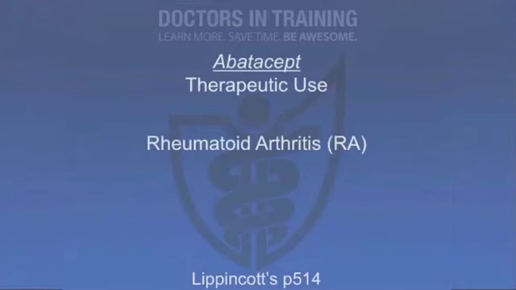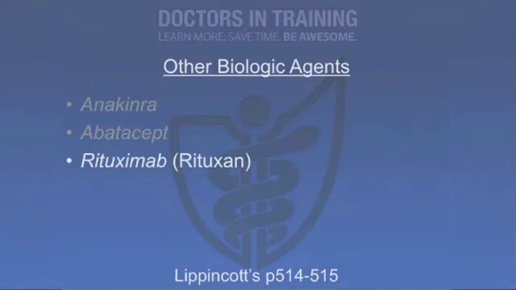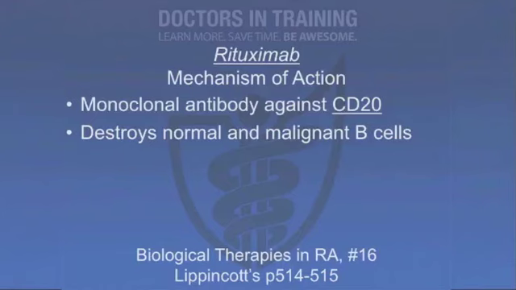We use this one only in rheumatoid arthritis. Some of the adverse effects, immunosuppression, and it can also be oncogenic. Abatacept is one of the drugs that you only want to use if a patient has had inadequate response to one or more DMARDs. Rituximab is also a biologic. Its half-life is 30 to 400 hours, so very, very variable. And this one is a pregnancy category C. The mechanism of action of rituximab, so it's a monoclonal antibody against CD20, and CD20 is a B cell surface protein.